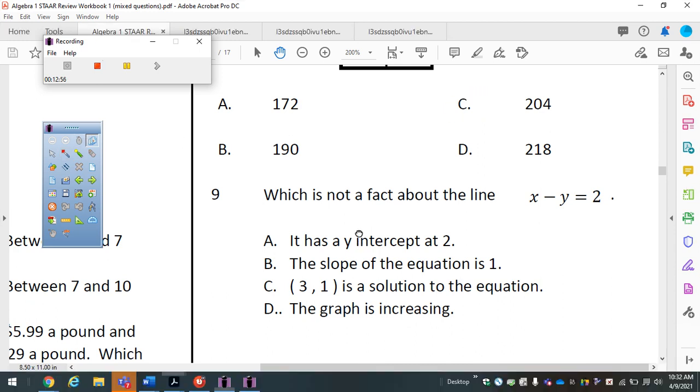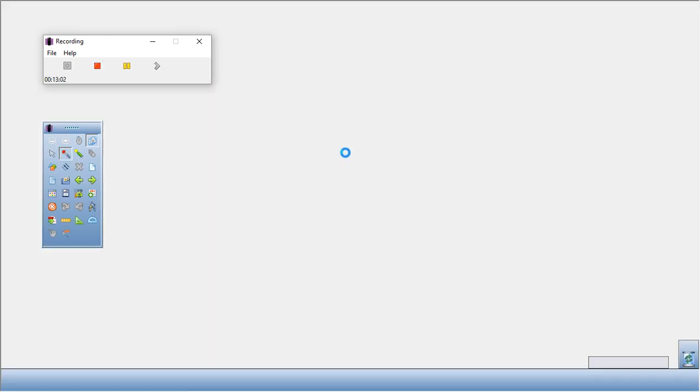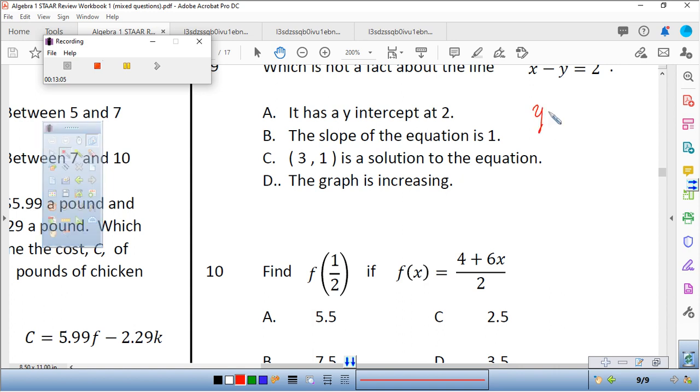Okay, which is not a fact about the line. Since they're talking about y-intercepts and slopes and stuff, I'm going to put it in the form of y equals mx plus b. So I'm going to solve this one for y. I'm going to subtract x, and I wind up with negative y is equal to negative x plus 2. I don't like that negativeness, so I'm going to multiply the whole thing by negative 1. I'm going to have y is equal to x minus 2. Okay, so it has a y-intercept of 2.